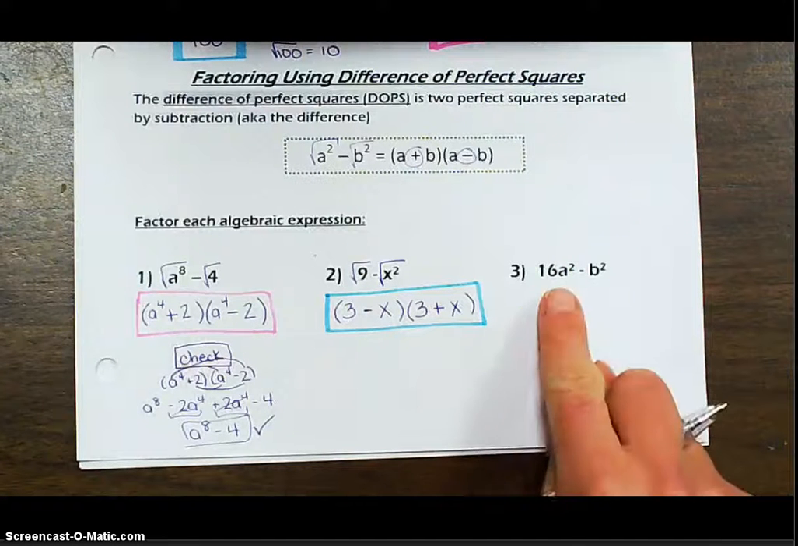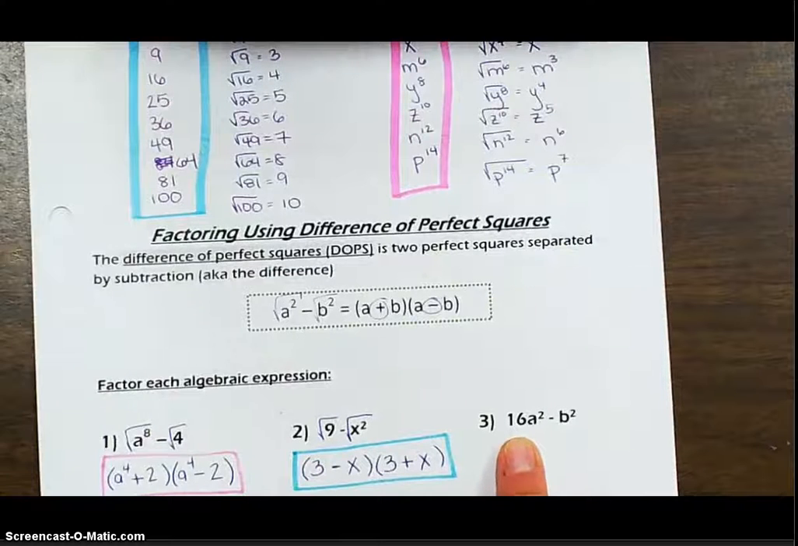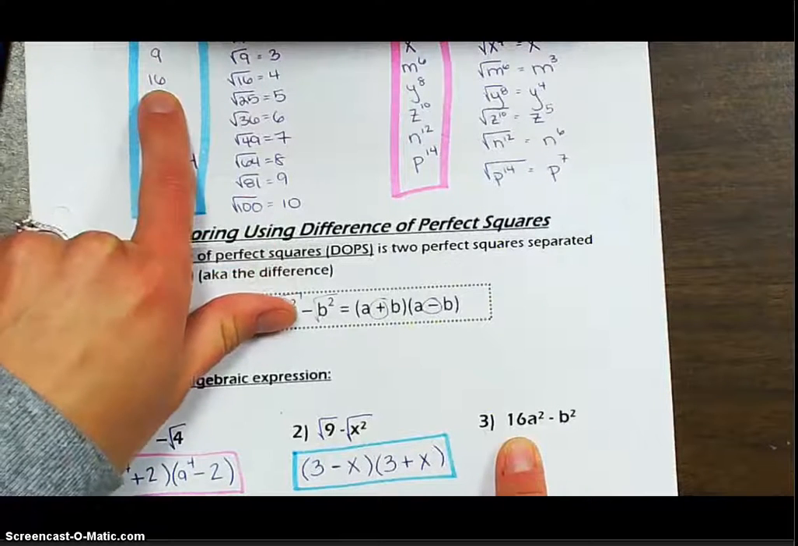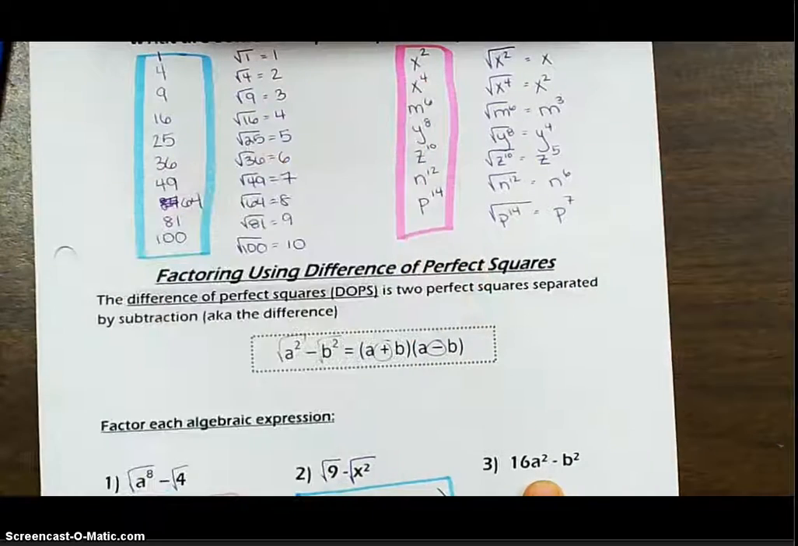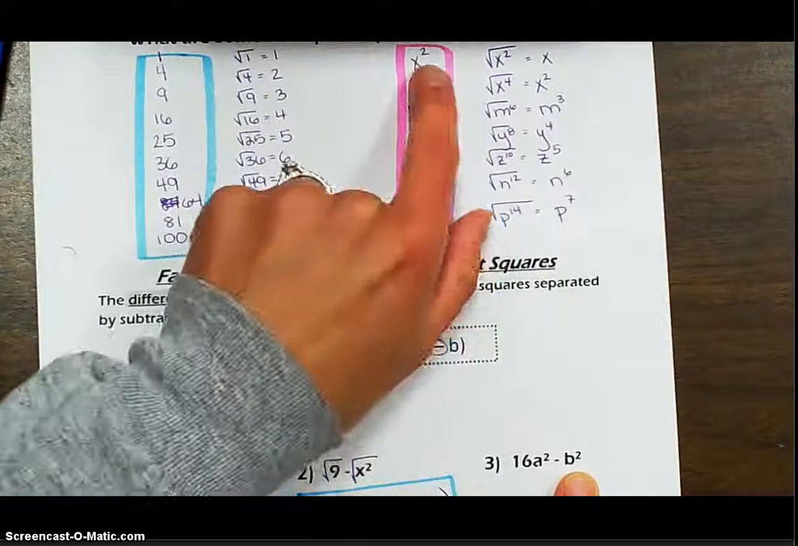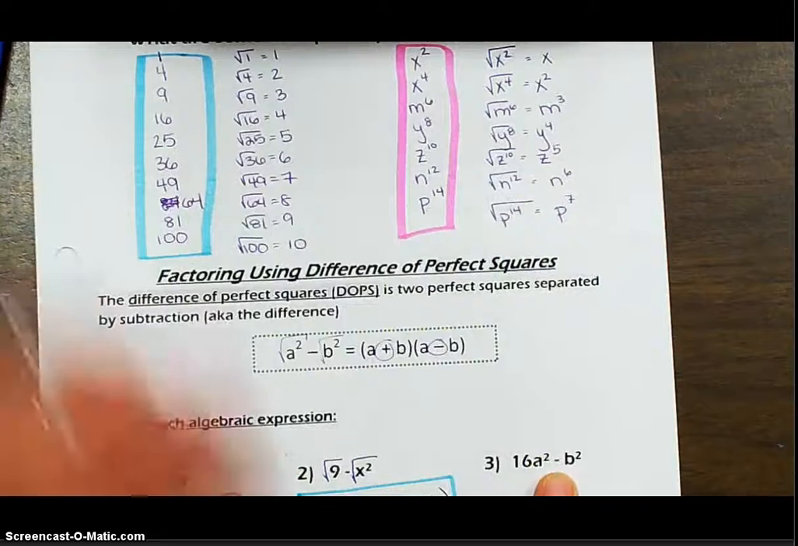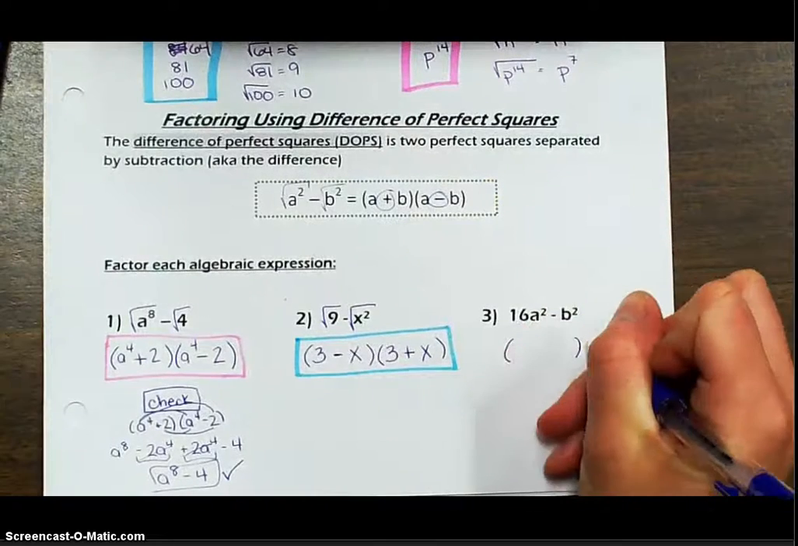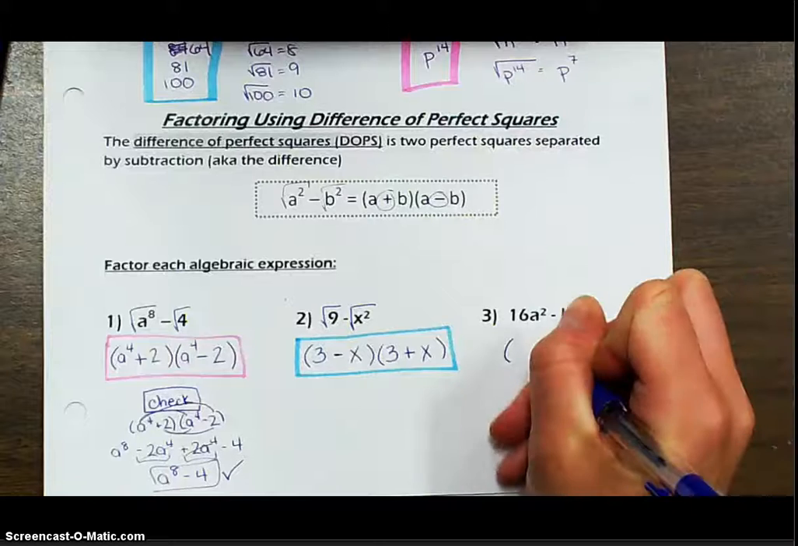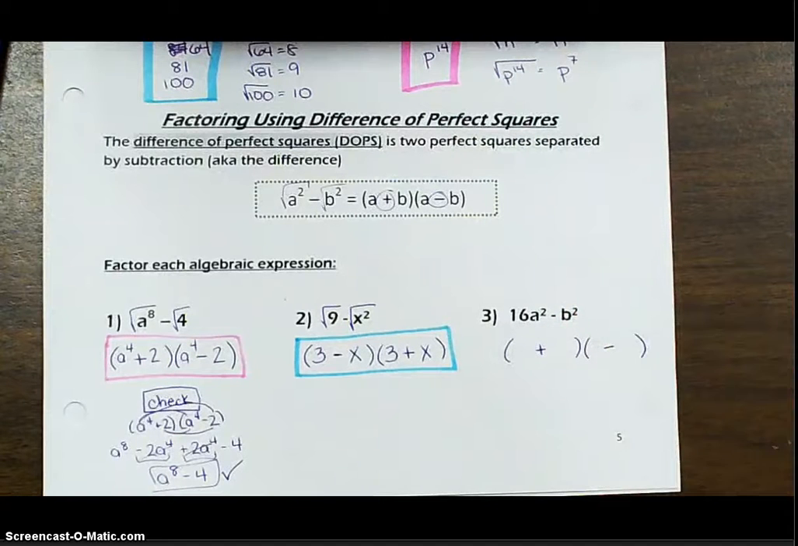Okay, next up, let's take a look at number 3. We have 16. Is 16 on your list? Yes, it is. So that's a perfect square. Is a squared a perfect square? The power of 2, yep. B squared, power of 2. Yes, it's a perfect square. And it is subtraction. So I can set this up with my 2 sets of parentheses. One gets a plus, one gets a minus.